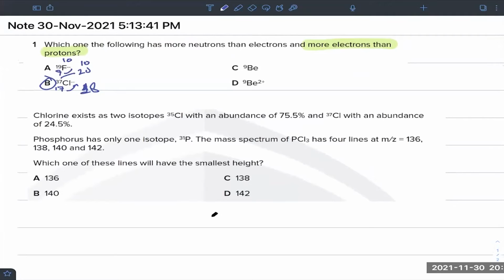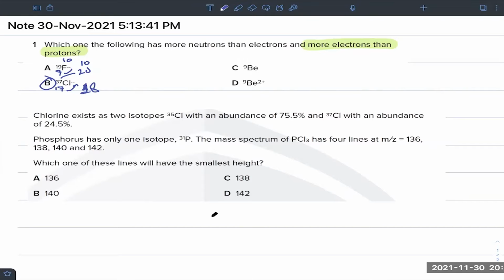Chlorine exists as 2 isotopes, Cl-35 with an abundance of 75.5% and Cl-37 with the remaining abundance. Sorry, phosphorus only has one isotope. The mass spectrum of PCl3 has 4 lines at m/z ratio. What is m/z? It's the mass to charge ratio, 136. This means that the charge is 1 and the mass is what they're adding up.